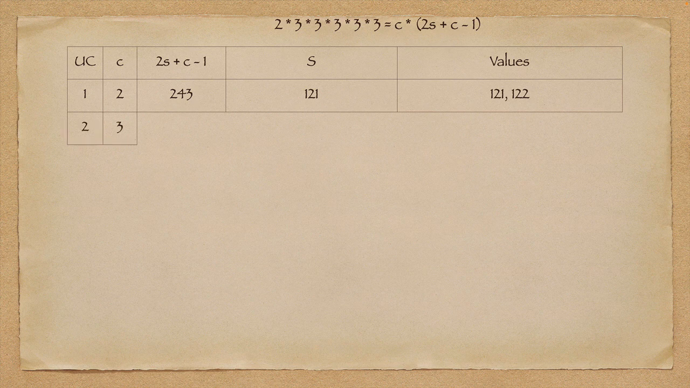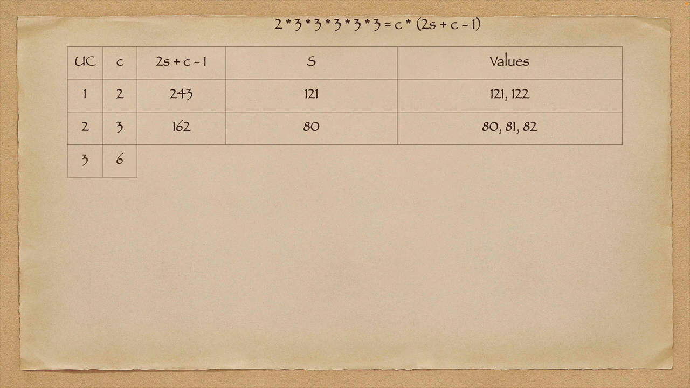Similarly, if c is 3, then the remaining values have to be 162, in which case s is 80, and now you can see that it's nothing but 80, 81, 82, also giving me 243. The next one would be 6. The other factor would be 81. Solving for s would give me 38, and 38 to 43 will also add up to 243.